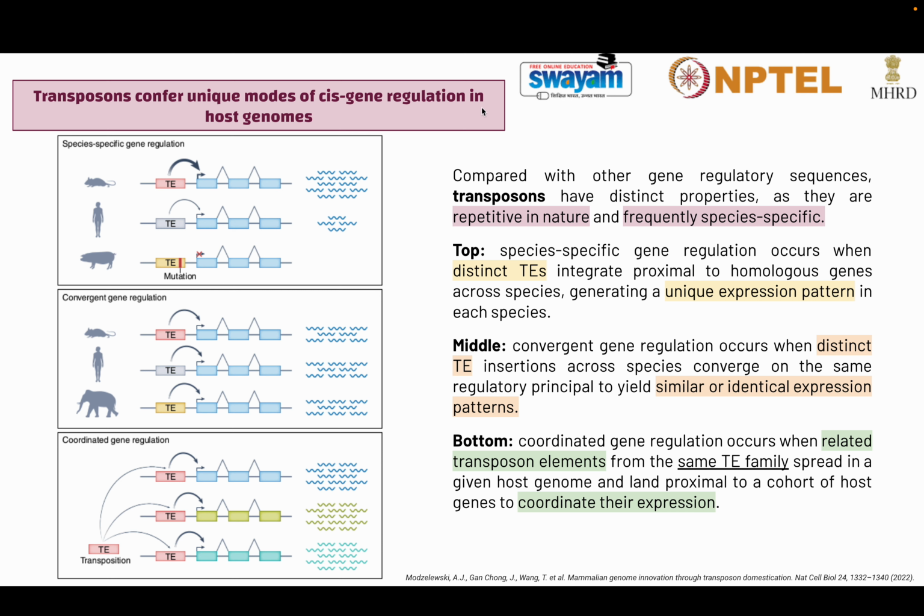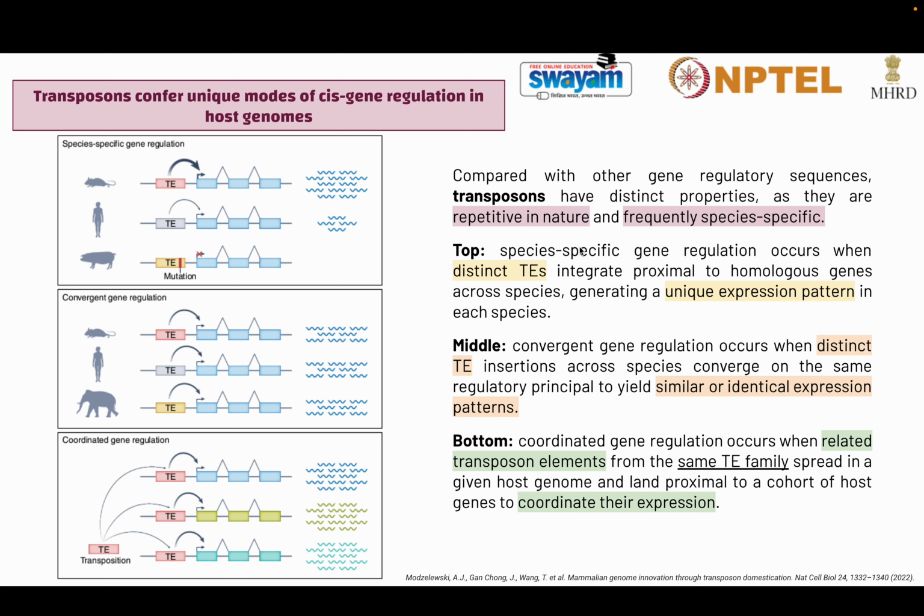Now, the next thing which they discussed in their paper was that these transposons also confer unique modes of cis gene regulation in the host genomes. This is the species-specific gene regulation in which these transposable elements have different regulatory mechanisms. For example, in mouse, if you see, it is enhancing the expression, so multiple transcripts are expressed, and in the end, multiple proteins will be formed. Whereas in human, it does not have that much role, due to which only a limited number of transcripts are being formed. Whereas in the pig, due to a mutation in this transposable element, this gene is not able to express itself.